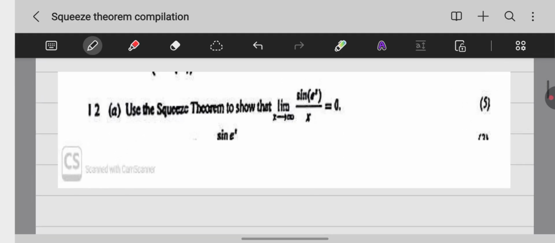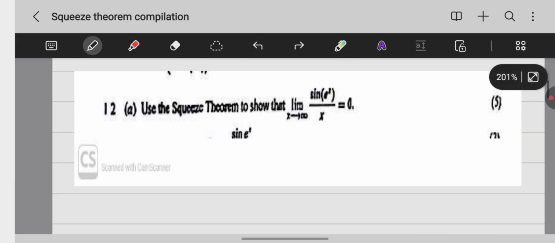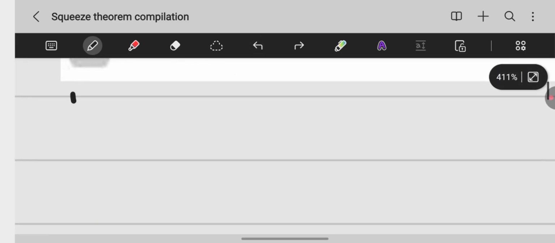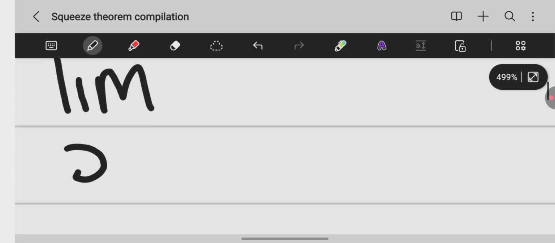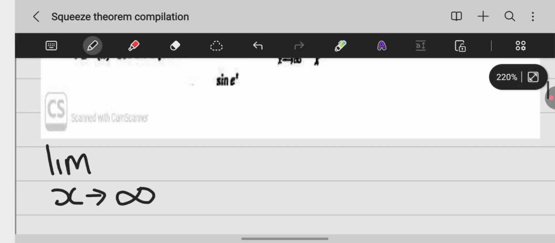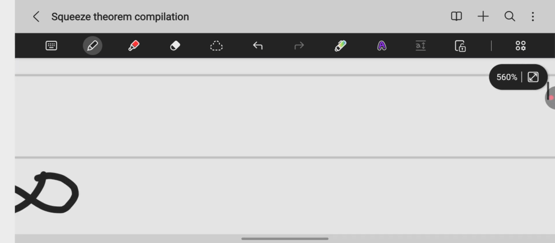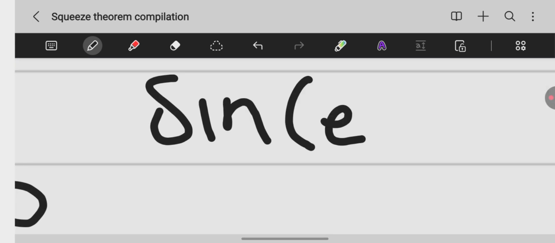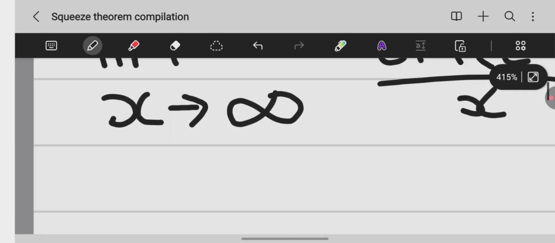Okay, question 1.2a says we have to use the squeeze theorem to prove that this is equal to 0, and we're going to do that for 5 marks. So we have the limit as x approaches infinity, and I'm just writing these for the people who won't be able to see clearly, of sine e to the x over x is equal to 0, and let's just prove that.